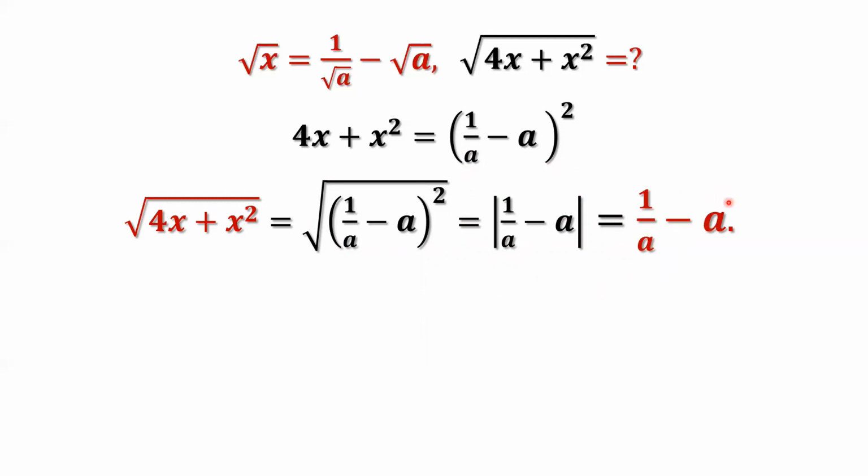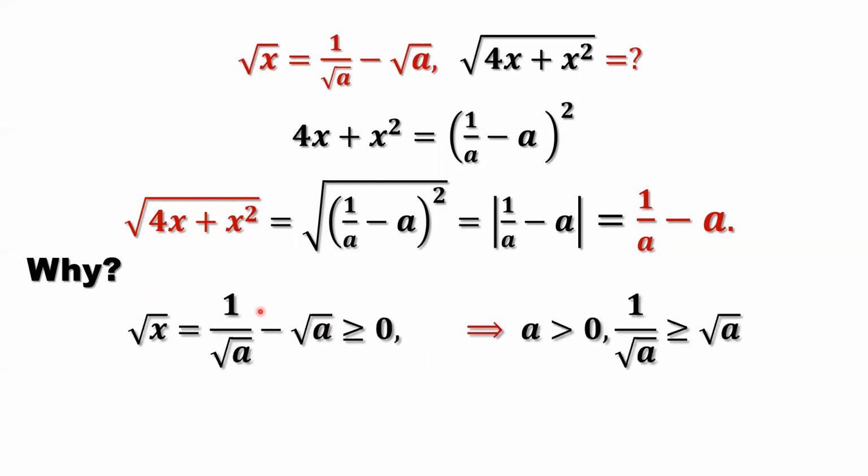Why we can write down this way? That means we know that inside part is bigger than or equal to 0. You may ask why, right? Why? Now look at this given condition. From this given condition we know that a is bigger than 0 in the denominator, right? This part bigger than or equal to 0, that means 1 over square root a bigger than or equal to square root a. Just move the negative term to the right-hand side of the inequality sign.